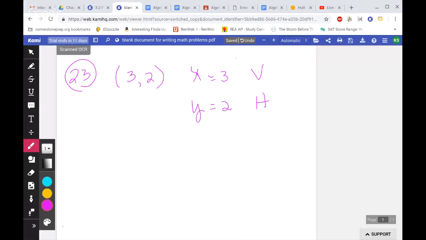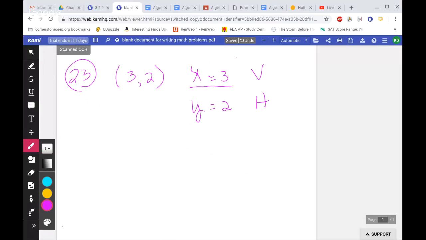And you don't have to write completely out vertical. You can put a V and an H, and I'm fine with that. Even though we have lots of equations that look all fancy, like 2x plus y equals 4, this x equals 3 is an equation of a line, and it is a vertical line. And y equals 2 is an equation of a line, and it is a horizontal line.